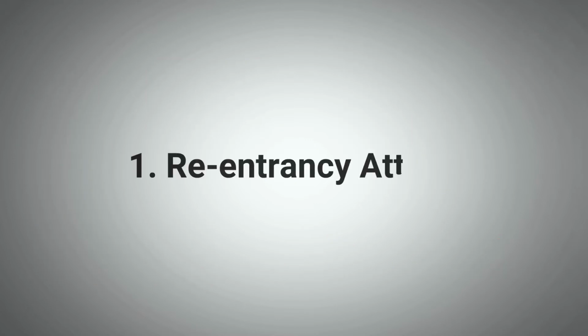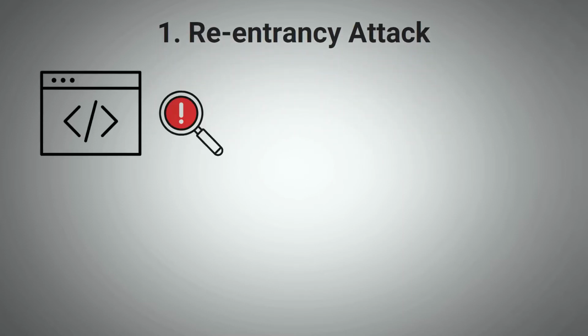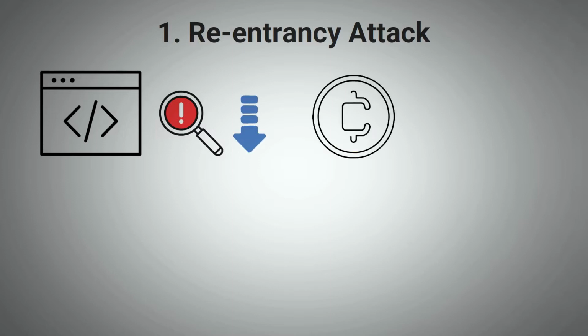Number 1, the re-entrancy attack. As a result of flaws in the smart contract's coding, this type of attack is all too common. Although re-entrancy attacks are less common now than they were in the early days of crypto, they first gained widespread attention during the 2016 DAO hack.